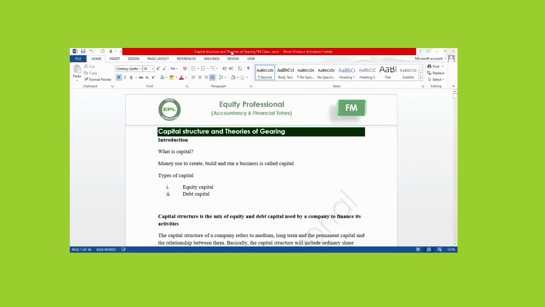It considers different types of financing. How can companies source finance? How can companies utilize finance so as to meet the objective of the business entity?